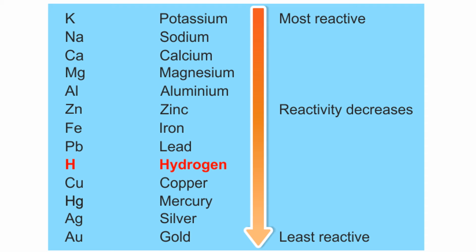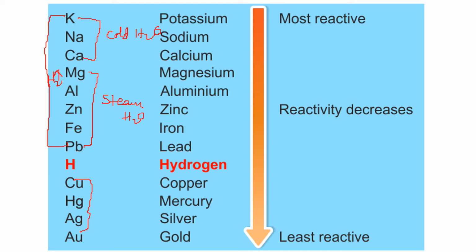So suppose you take from potassium up to calcium. They react with cold water. Indirectly they react with cold water. From magnesium to lead they react with steam, meaning steam is passed over these metals. Suppose you take here, they liberate hydrogen gas indirectly, as I told just now. For these metals, there is no reaction between water and the metals, so hydrogen gas is not liberated here.